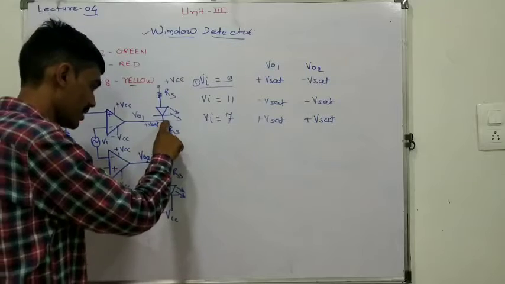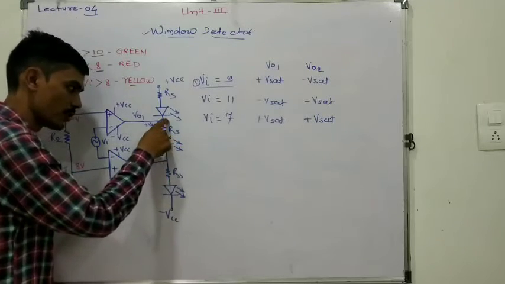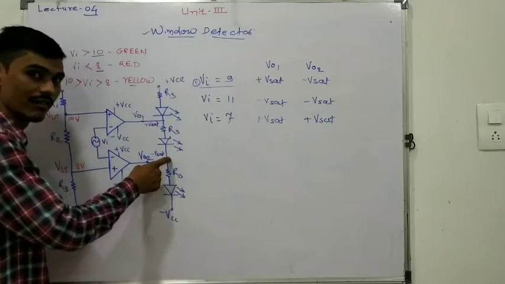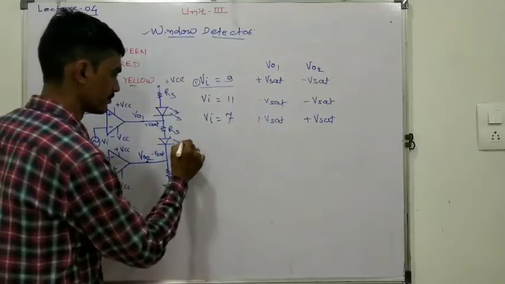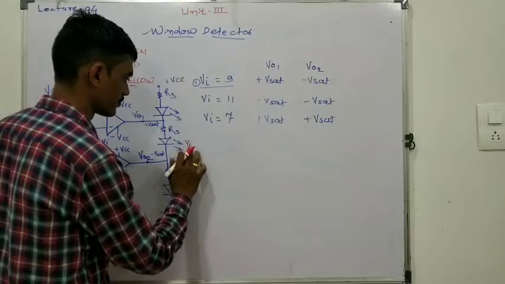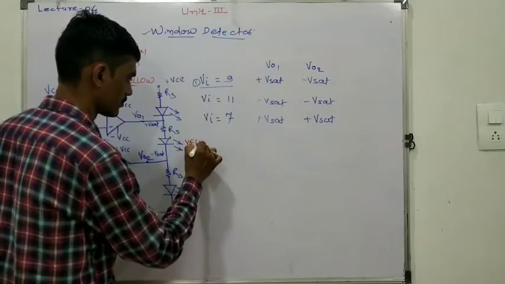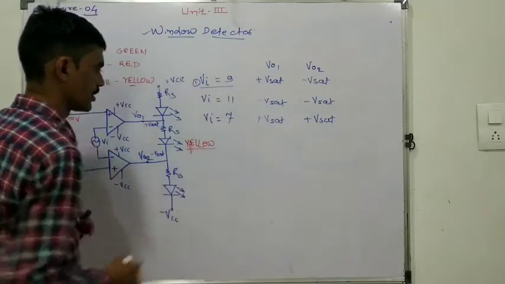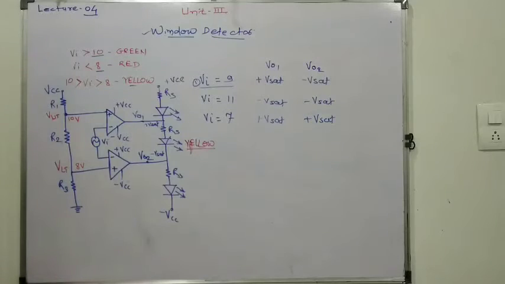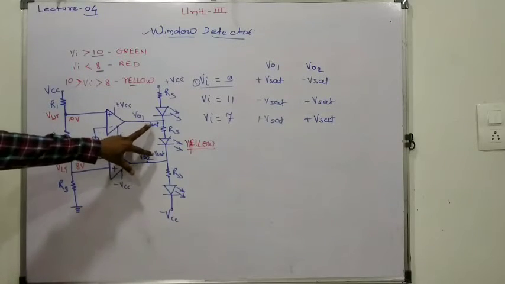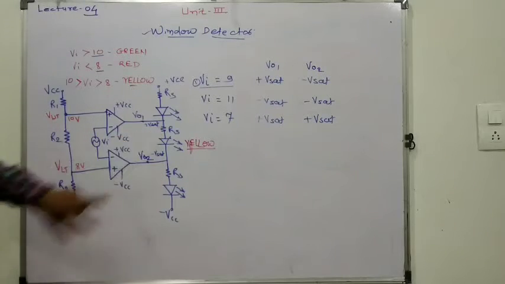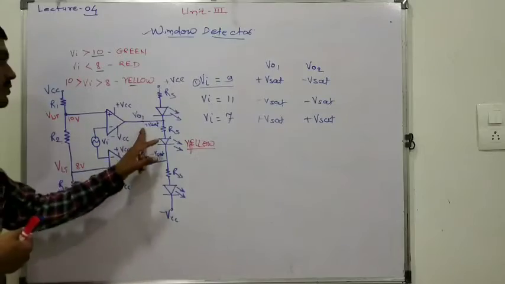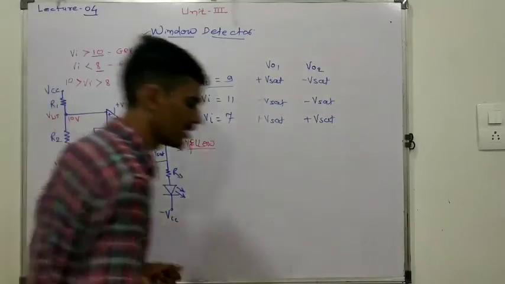But the difference is here. Here positive voltage is available and here negative voltage is available. So this LED must be a yellow LED. This is nothing but a yellow LED, because a difference voltage is available at these two terminals. Anode and cathode terminals will be at different voltages, that is, one is positive and the second is negative.